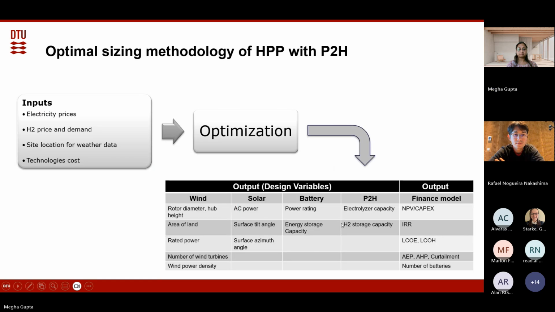Then, in brief, just to summarize what we as a user need to do for the optimal sizing of such a hybrid power plant. We can consider the tool as a black box where we are doing the optimization or evaluation, and as an input, what we need to give are the electricity prices. For example, the spot market electricity prices, if we are considering that revenue, we need to know the hydrogen prices and what the demand of hydrogen is. Then the site location, so that we can extract the weather data, and the technology costs. If we have multiple technologies, we need to provide the technology costs as an input.